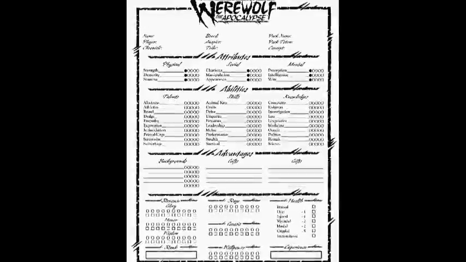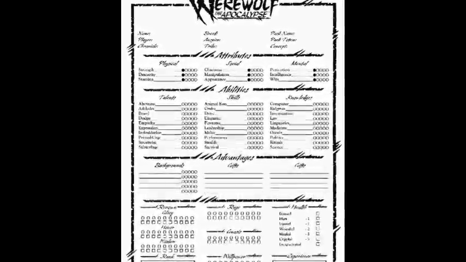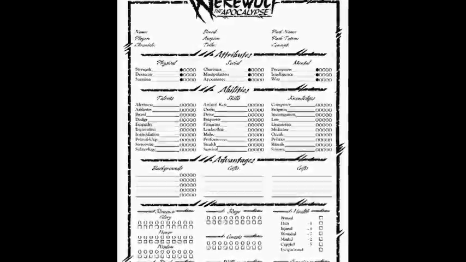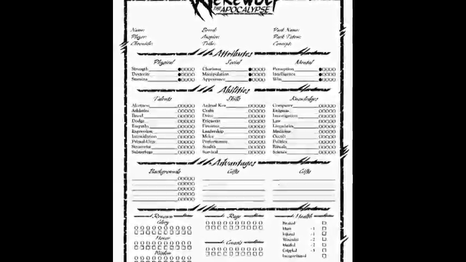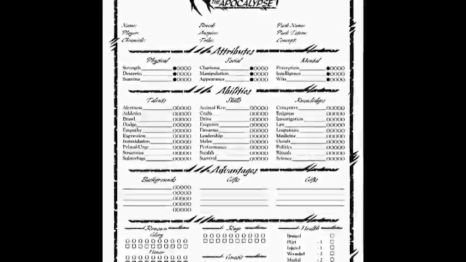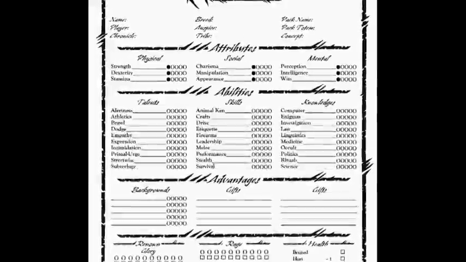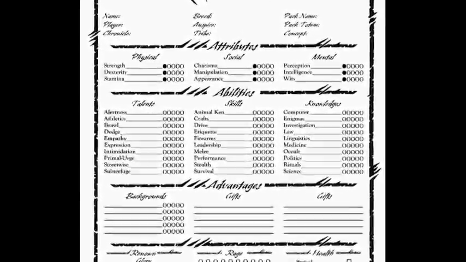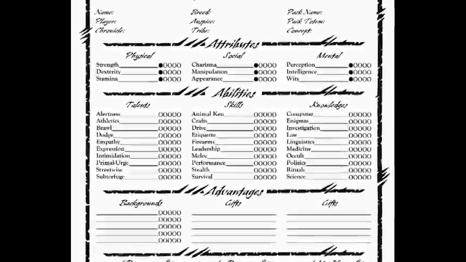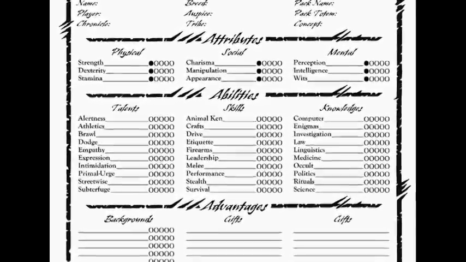Every one of them is from 1 to 5. You have your physical, social, and mental attributes, and in abilities you have your talents, skills, and knowledges, just like in Vampire. The attributes can't be less than 1, because if your strength is less than 1, you have muscular dystrophy or something and can't pick yourself up.